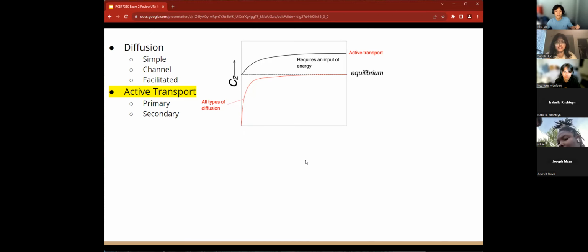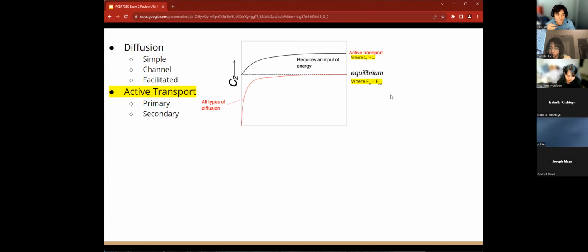I'm sorry about that. Yeah, so think of active transport when you see this upward shift in this curve here. And obviously equilibrium is where the net electrochemical force directing inwards is equal to the net electrochemical force directing outwards.